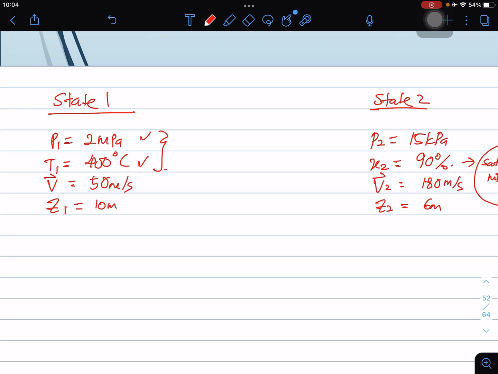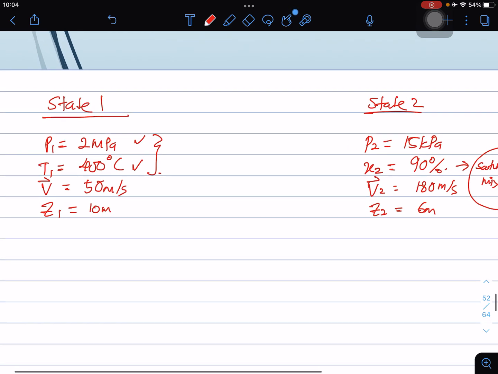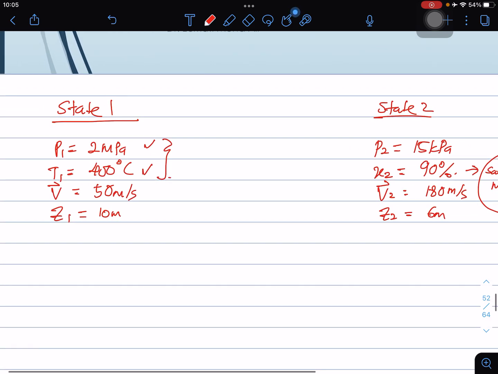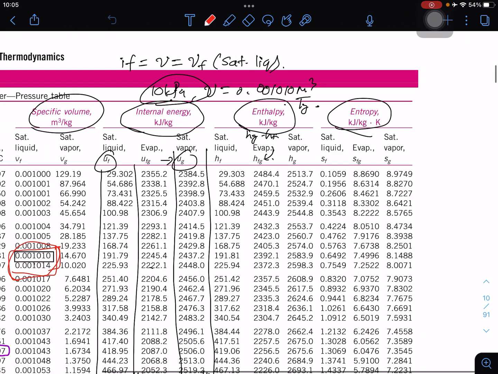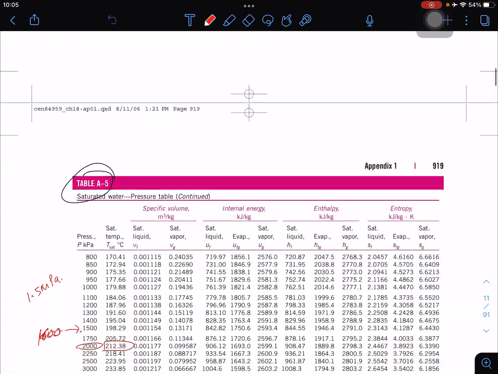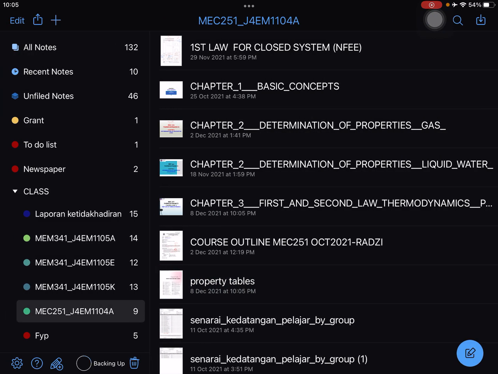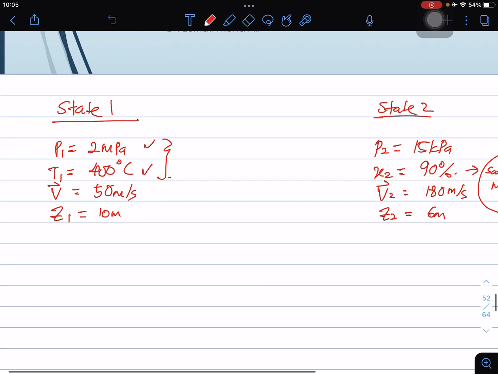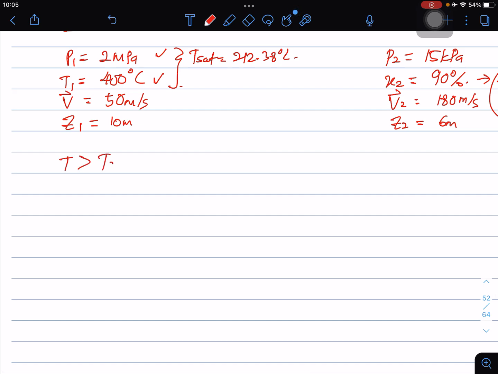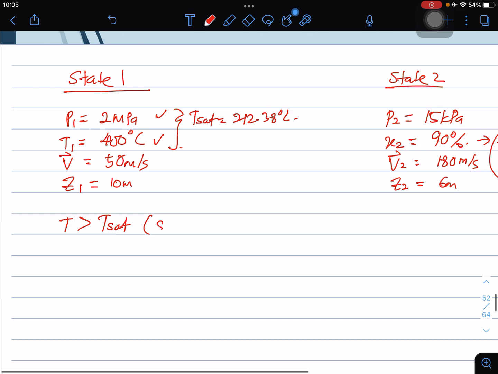Since we already know the name of state 2, now we need to name the phase for state 1. We need to look at table A5 and search for 2 MPa and 400 degrees Celsius. Look at table A5, 2 megapascal, which is equivalent to 2000 kPa. Your temperature just now is 400 degrees Celsius, while the T sat is only 212.38. So you can put T sat equal to 212.38 degrees Celsius. Since T is higher than the T sat value, this phase is a superheated vapor.